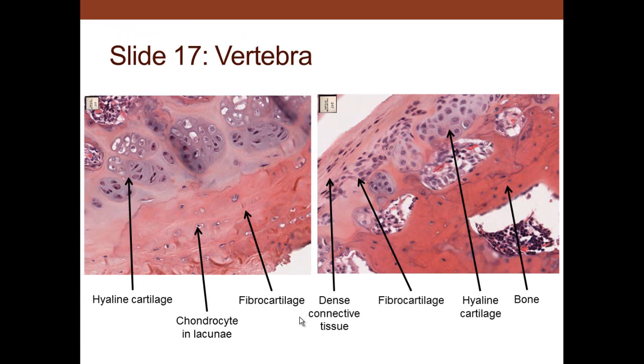And in slide 17, the vertebrae, we can see there's some hyaline cartilage here. There's the chondrocyte located in this lacuna, and this red here is the connective tissue, compared to this red here, which is bone itself. So we have fibrocartilage, dense irregular connective tissue that the fibrocartilage is associated with, hyaline cartilage here, and this is bone.